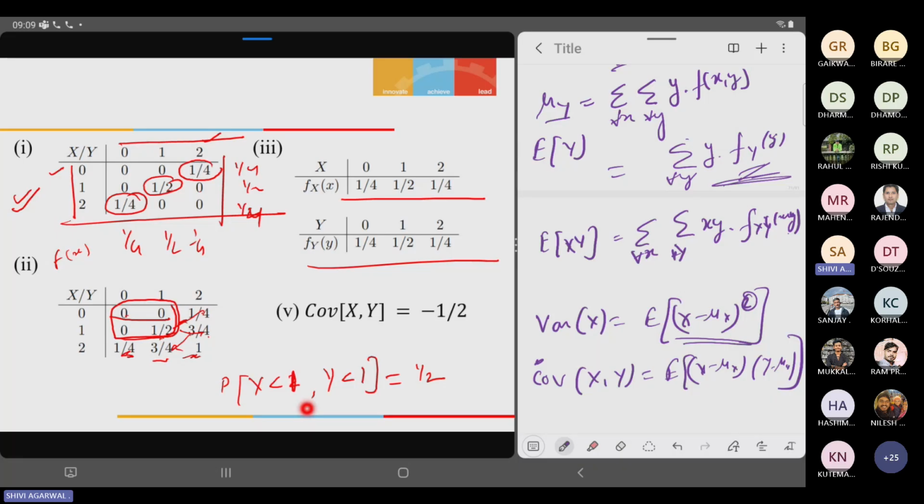Correct, exactly correct, Mr. Sanjay. Here I am just mentioning less than 1 and less than 1. So there is no need to add the 1 here. So it is this one. Only the value 0 is coming. We are not supposed to consider 1, because it is directly less than 1, not equal to 1.